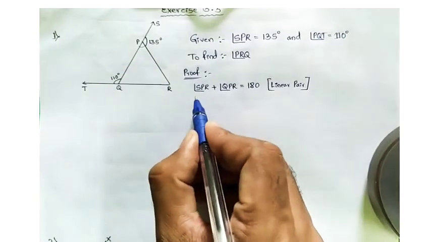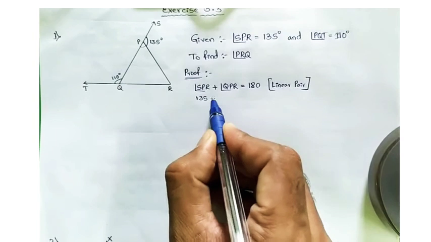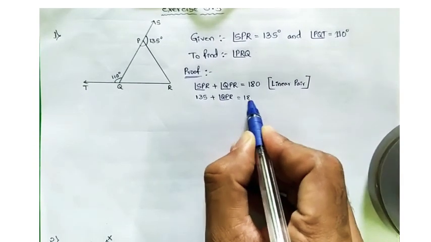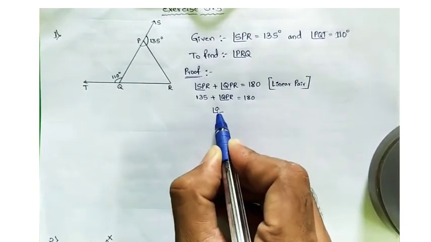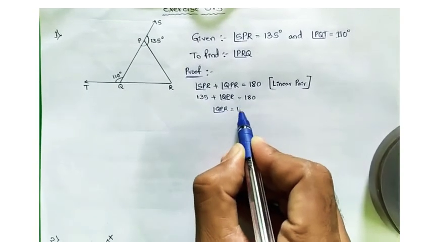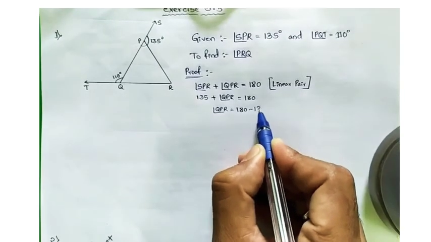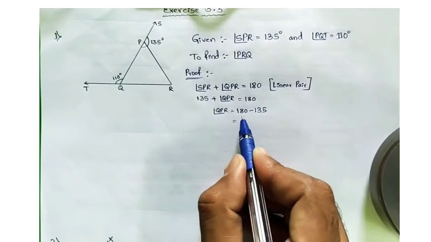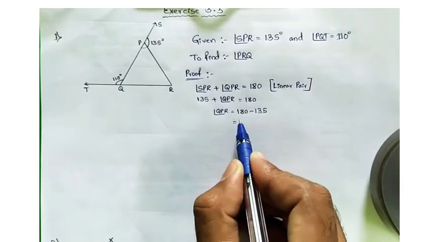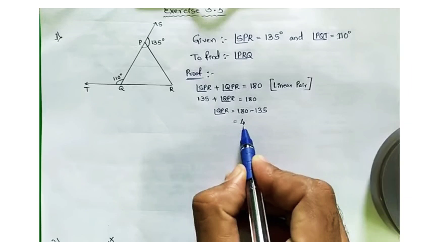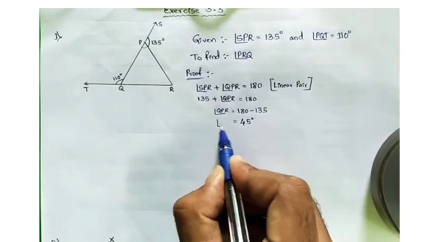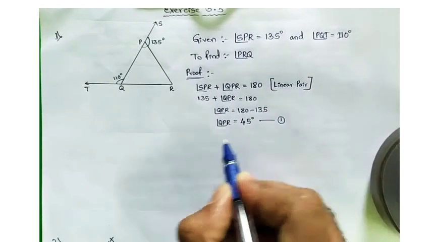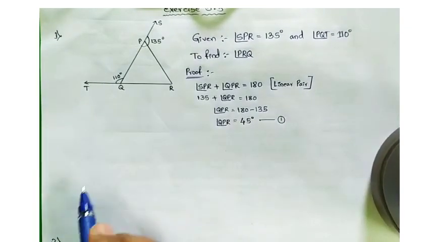So substitute the values here, 135 SPR, and we don't know QPR, keep like that only, and equal to 180. So QPR equal to 180 minus 135. So if you take to right side, it becomes minus. So 180 minus 135, here how much you will get? You will get 45 degree. So that is QPR. Let's take equation 1. Okay, just take it as equation number 1.